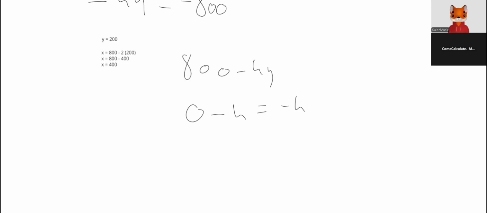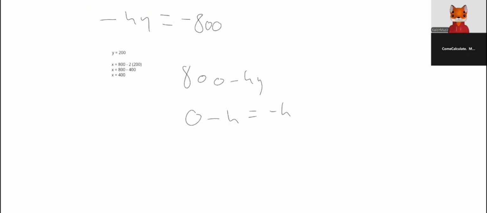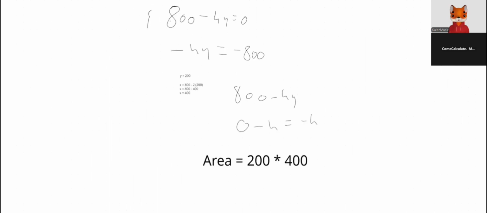Nice. Now that we know it is a maximum, we will use the variables x and y to find the total area. As shown above, the total area is x times y. So the total area will be 200 times 400. So the answer to this problem is, if we put this into a calculator, 200 times 400 is 80,000.